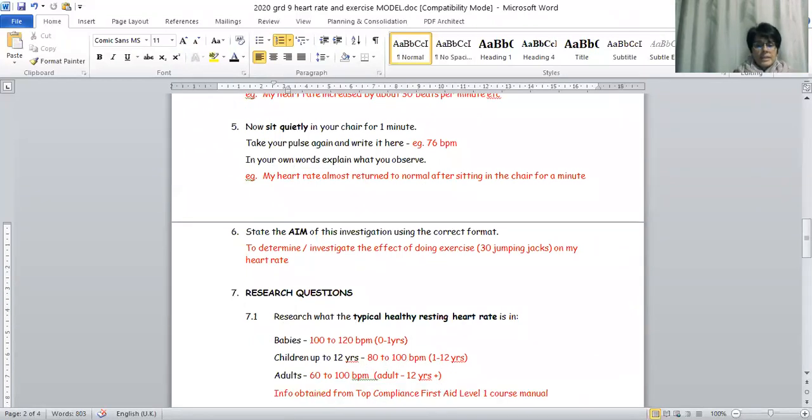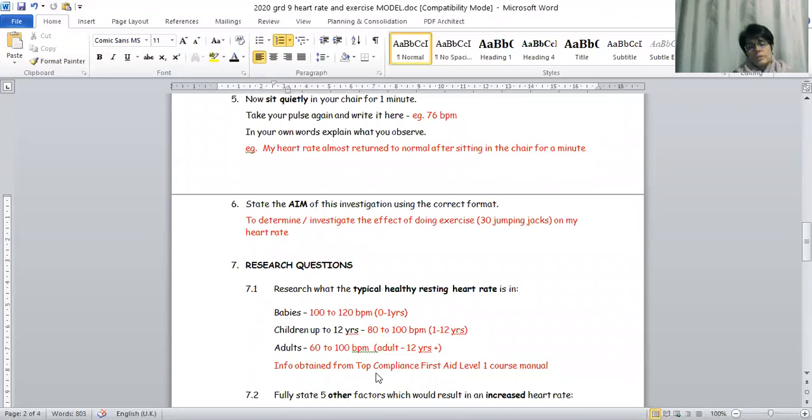Now, first aiders, if you've done the first aid course, the manual that I use for this information is the First Aid Level 1 course manual from Top Compliance, the lady who often comes and gives first aid courses. In babies, that's 0 to 1 years old, the resting heart rate is 100 to 120 beats per minute. Children from 1 to 12 years is 80 to 100 beats per minute. And adults could be a normal resting 60 to 100 beats per minute. An adult is considered anyone who's 12 years or older.